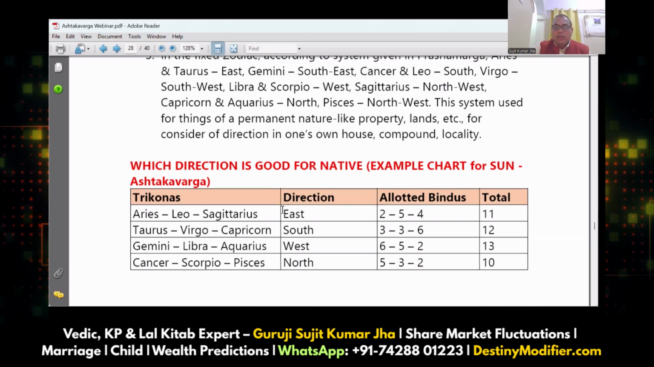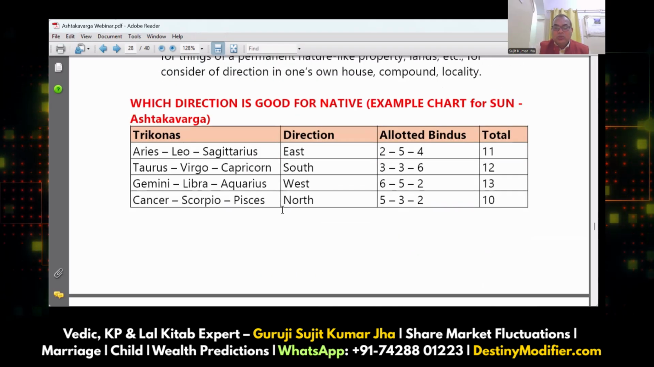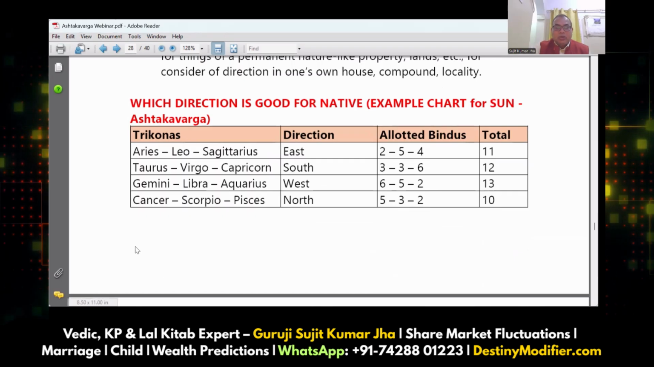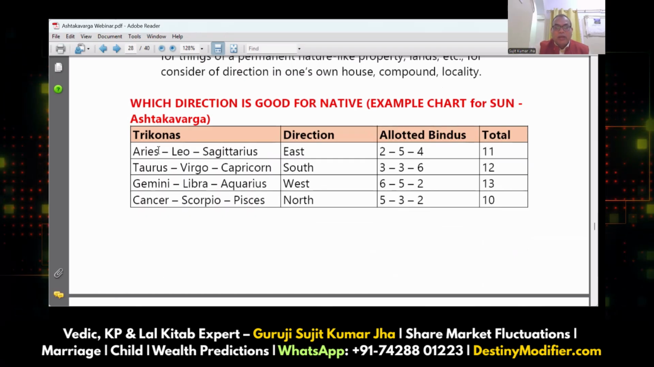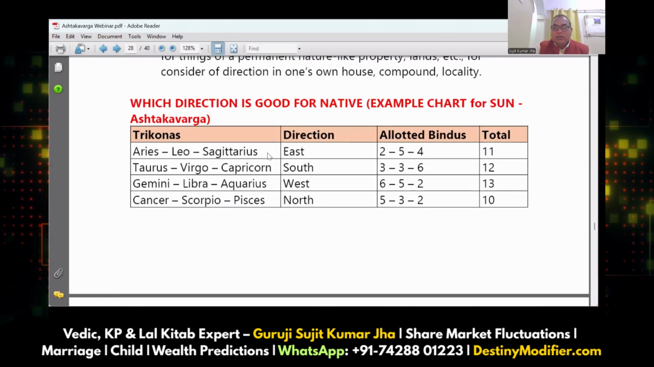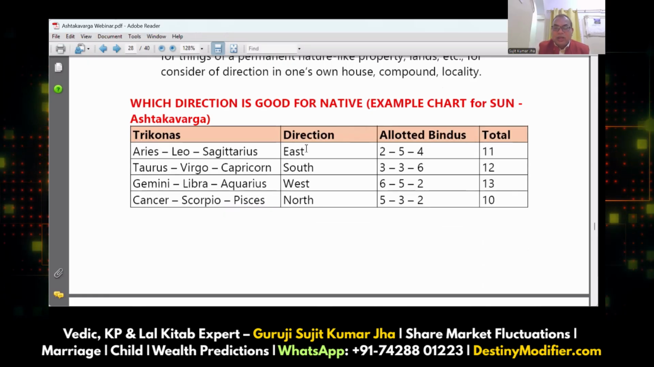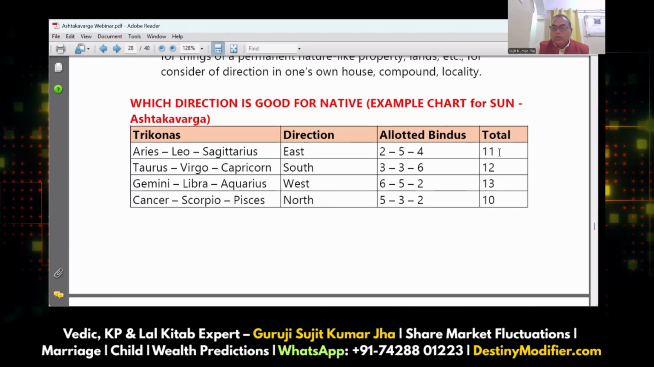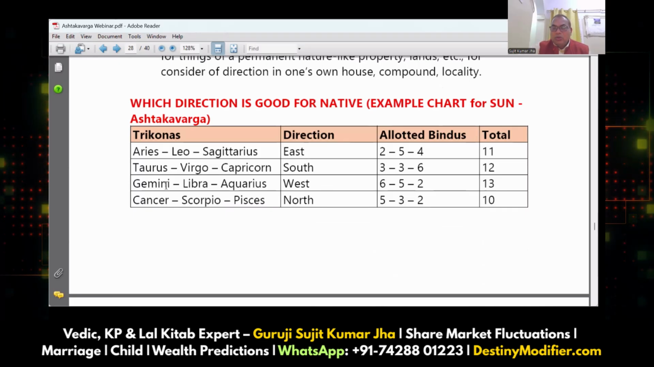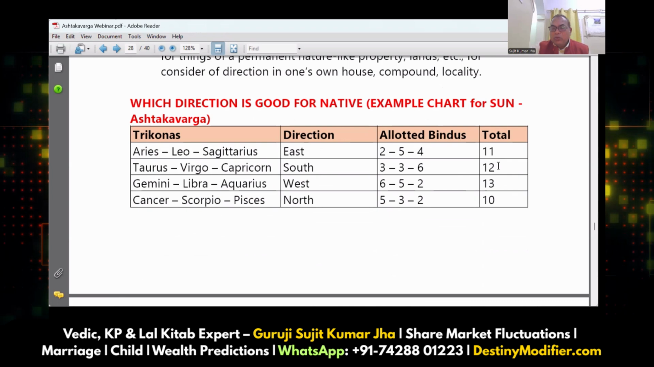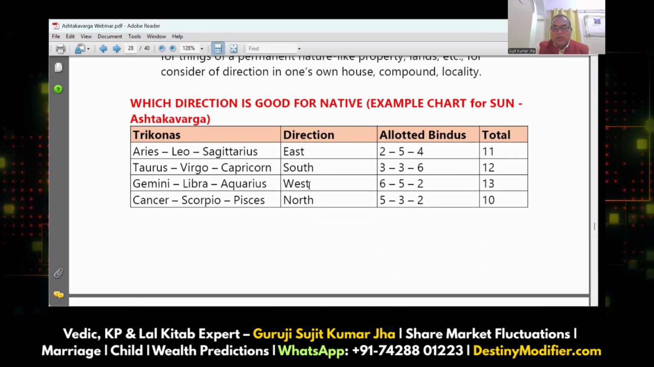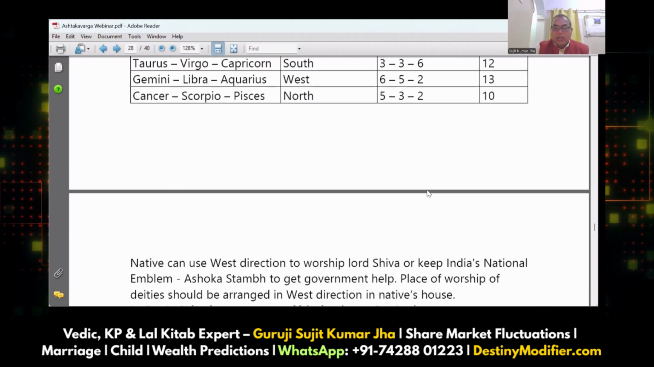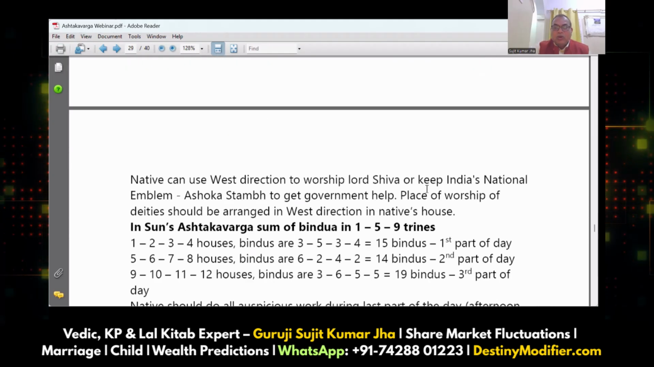If maximum points are there, then we can use it. So which direction is good for a native? We have to find Aries, Leo, Sagittarius. In the Sun Ashtakavarga, we have to find which sign, which trines, has given more points. We can see here 13 is given in the west direction. So in the west direction, he has to do the puja of Lord Shiva.